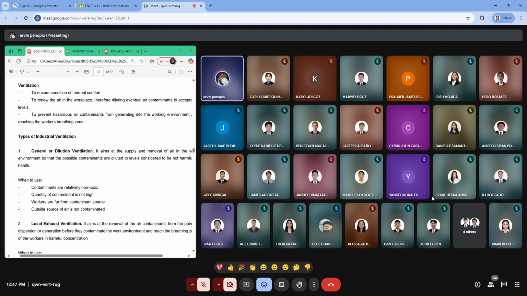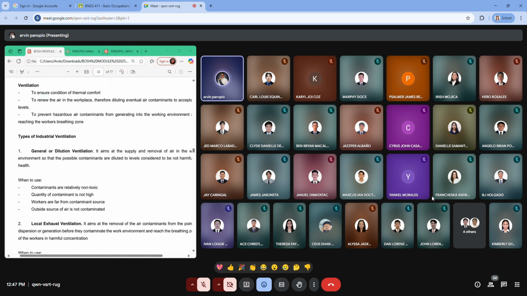Then we have the types of industrial ventilation. So types of industrial ventilation, we have the general or dilution ventilation. Ginagamit po ang ating general or dilution ventilation kapag may contaminants na low toxicity, the emission rates are modest, workers stand well away from the source, and the outside air intake is clean.